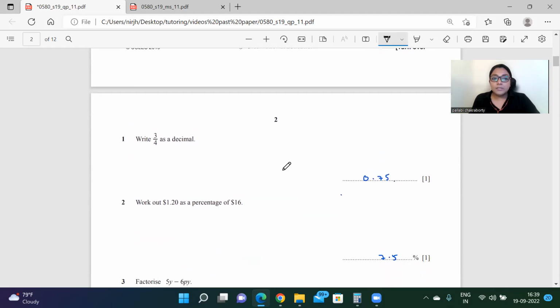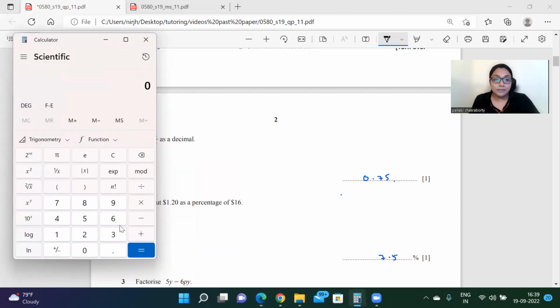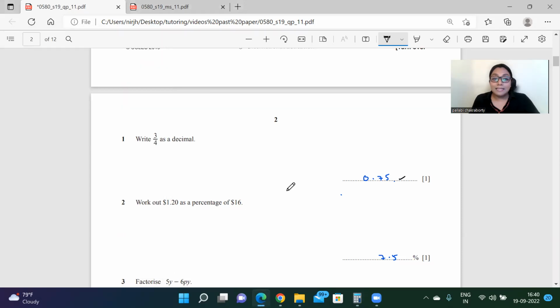Now, look at the first question. It says write 3/4 as a decimal. So you can use a calculator. That means we will solve this first by using calculator. That is 3 divided by 4 gives you 0.75 and it's a 1 marker. So that's your answer. Let's go ahead with the next question.